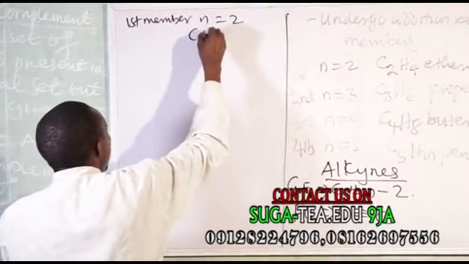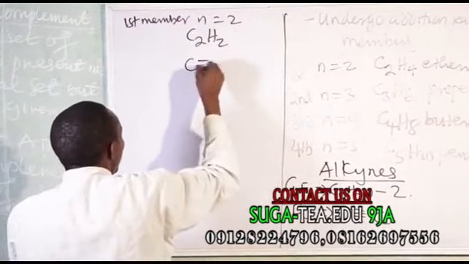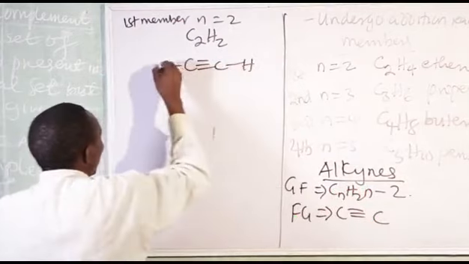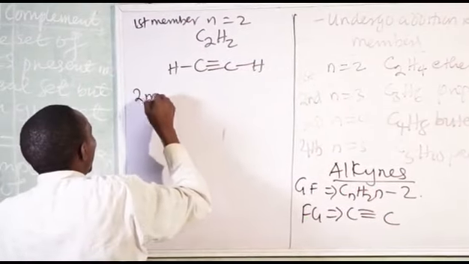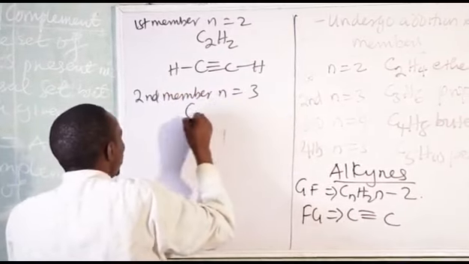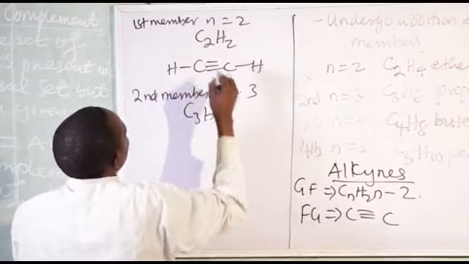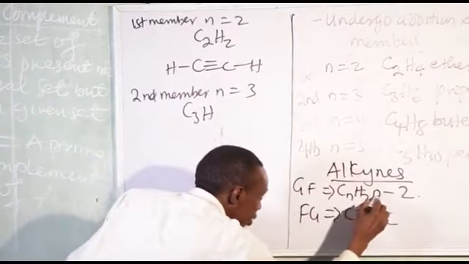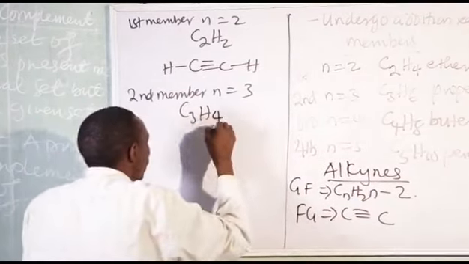That will be C2H2, with a triple bond between carbon and carbon. The second member, when n equals 3, would be C3H. 3 times 2 in the formula is 6, minus 2, that is H4.